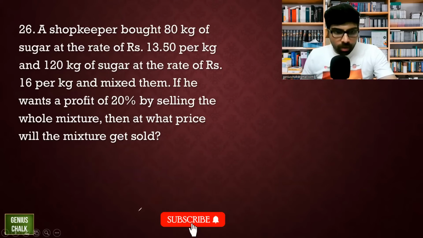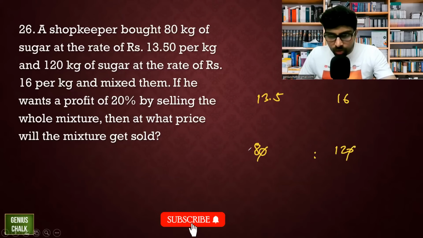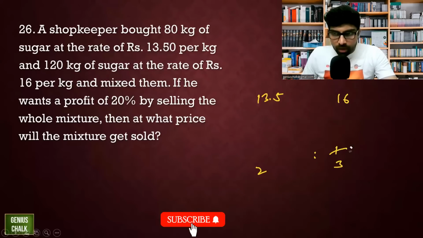Now you can solve this question by using the weighted average approach. That is 80 kg and this was 120 kg. This was 13.5 and this was how much? 16 per kg. So what is the ratio? First, let's find the ratio. It's 2:3. Fine. The question is changed so that it is 2 and this is 3.